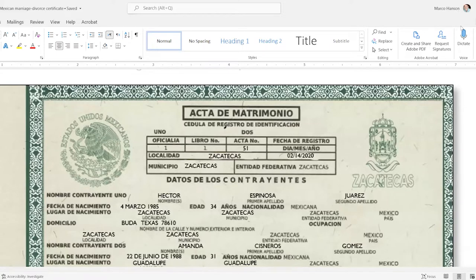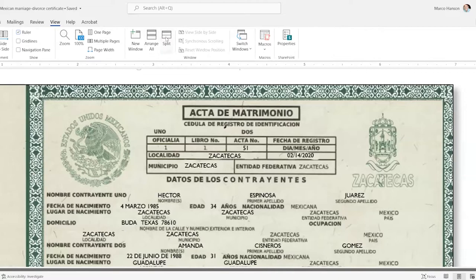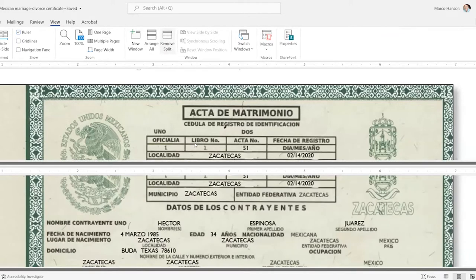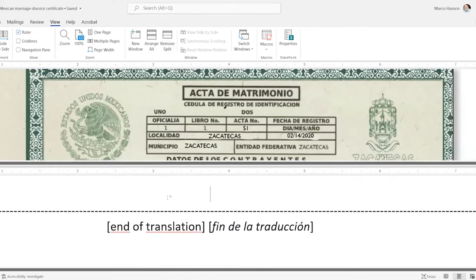Thank you. So for the purposes of readability here on your screens, if you're using a smaller screen, I'm going to set the view to split, and then we can have over under. On the top, we'll have the source document. On the bottom, I'll be typing the translation.